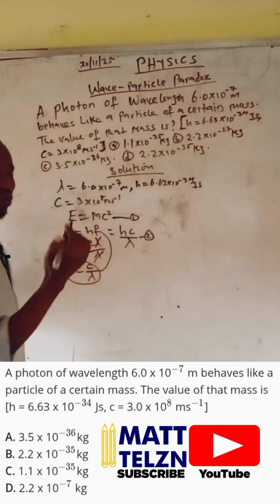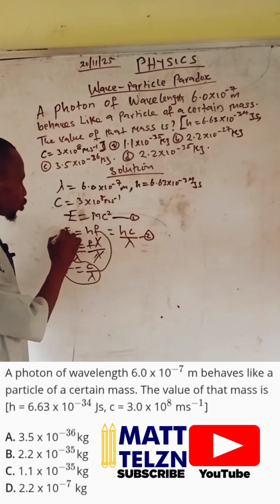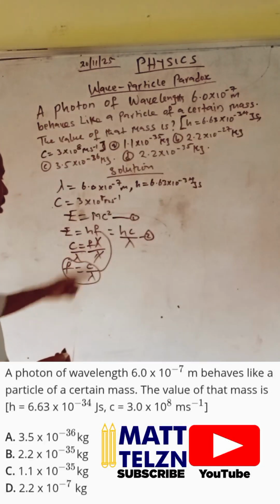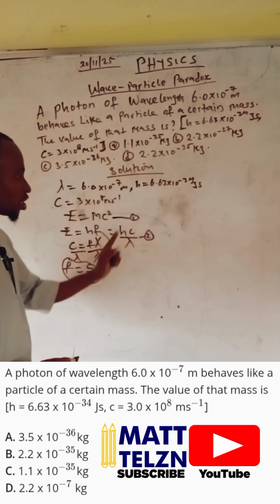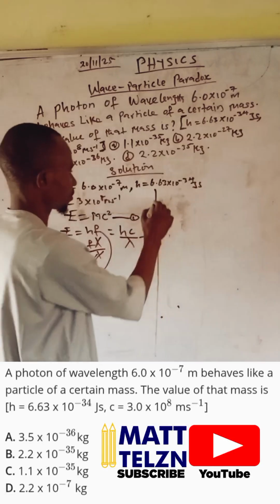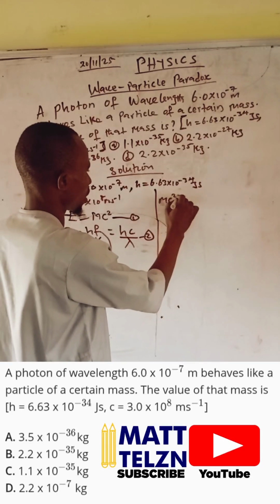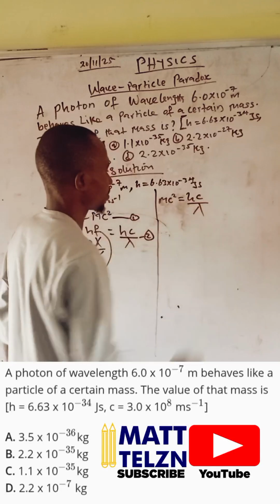Now compare equation 1 and equation 2. Equation 1 is energy, equation 2 is also energy. That simply means mc squared is the same thing as hc over lambda. Good. So what I'm going to have is mc squared is equal to hc over lambda.